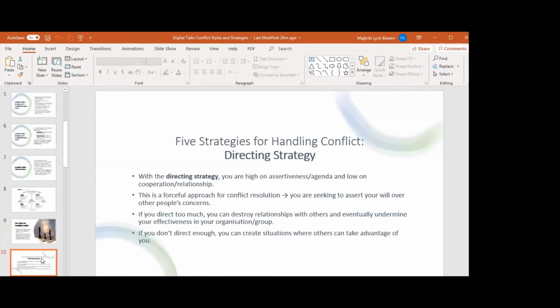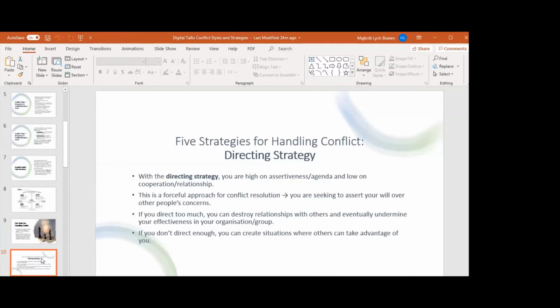Okay, so we're going to go a little bit more into what these different strategies are then. The directing strategy is basically where you are high on assertiveness and you're low on cooperation and relationship. So this is obviously a very forceful approach to conflict resolution. This is where you're really seeking to assert your own will over other people. And I'm sure we all know people who do this quite often.